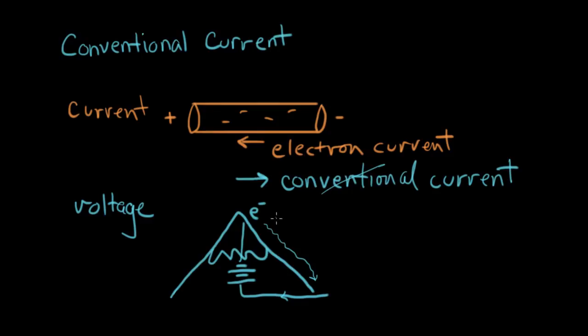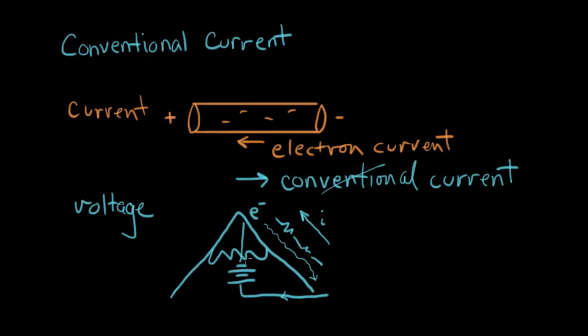And when we design circuits, what we do is we put stuff in the way of this electron on its path, and this is where we build our circuits. So the electron current is going in this direction here, down the hill. The conventional current direction, or the current direction, is this way.